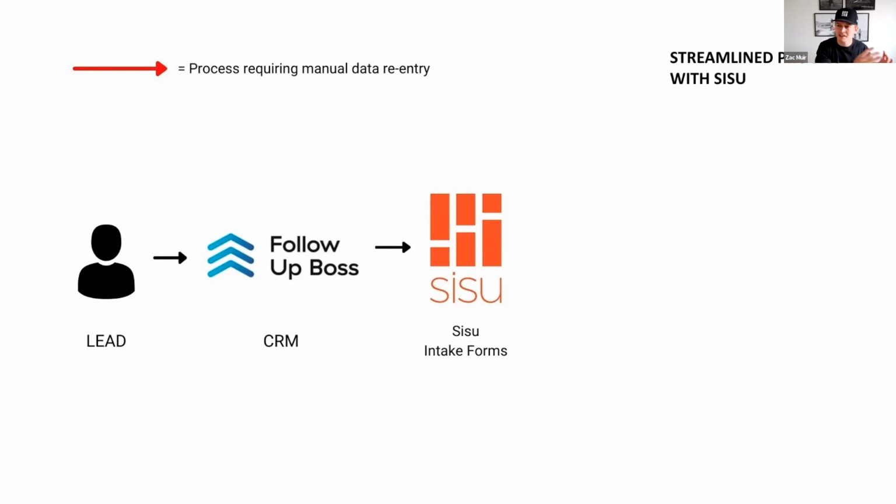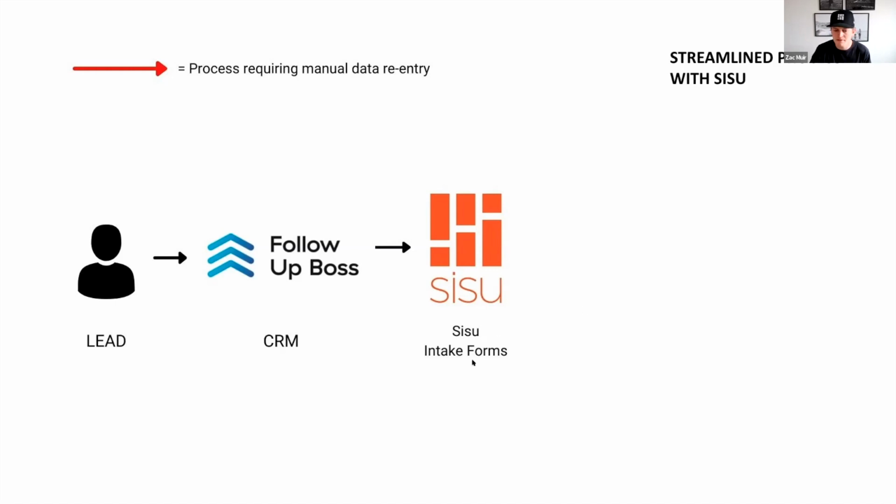So your agent is clicking from FollowUp Boss into Sisu, or your admin is clicking from FollowUp Boss into Sisu. You've got half this form already filled out, and they're just filling in blanks, right? So are we augmenting the data? Yes, but there's no re-entry, because we pulled as much as we could from FollowUp Boss, right?